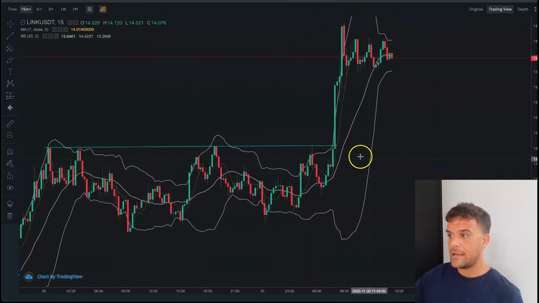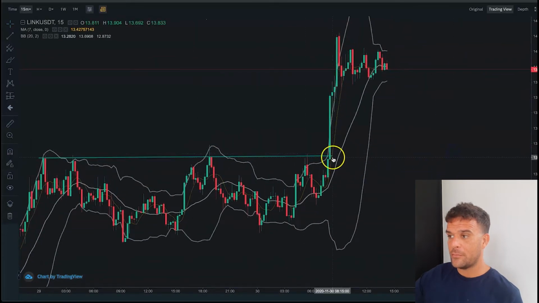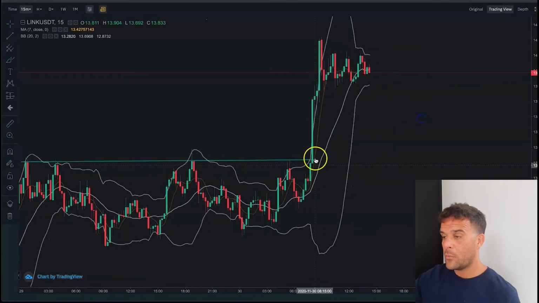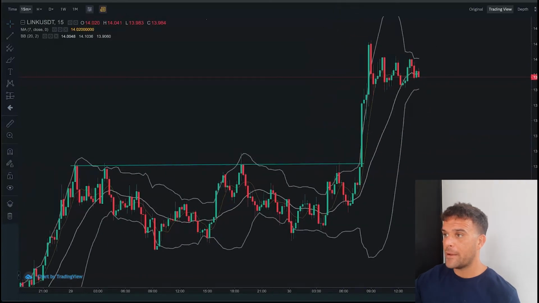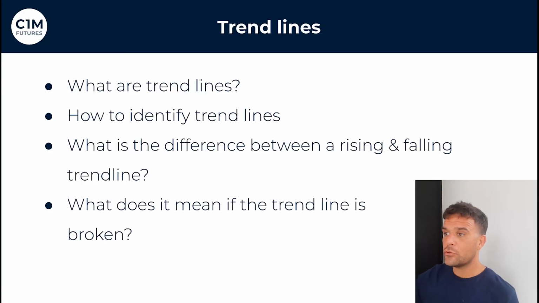And then today, as I'm filming this, it's come to this resistance level. Not only has it come to it, it has broken the resistance level. What does that mean? It's going to continue going up and up, or it should. Again, it's just an indication. But wow, that really did go straight through that resistance level there. Let's move on to trend lines.